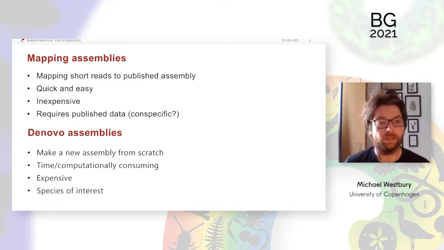And we also have de novo assemblies, which is essentially making a new assembly, a new genome from scratch from raw reads. This method is a lot more time and computationally expensive, but it's also very monetarily expensive compared to mapping assemblies. But the benefit of this is that you get a genome from the exact species of interest.